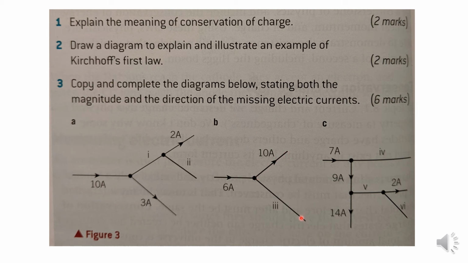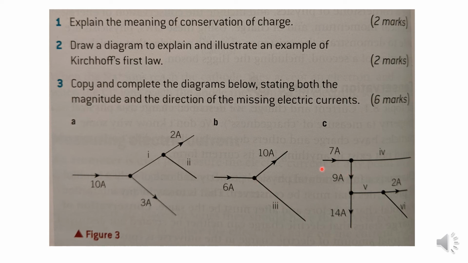For B, you've got 6 amps going in, you've got 10 amps coming out here. That means you must have 4 amps going this way towards that junction. So part 3, BIII, must be 4 amps going towards this junction, so 4 amps going that way.